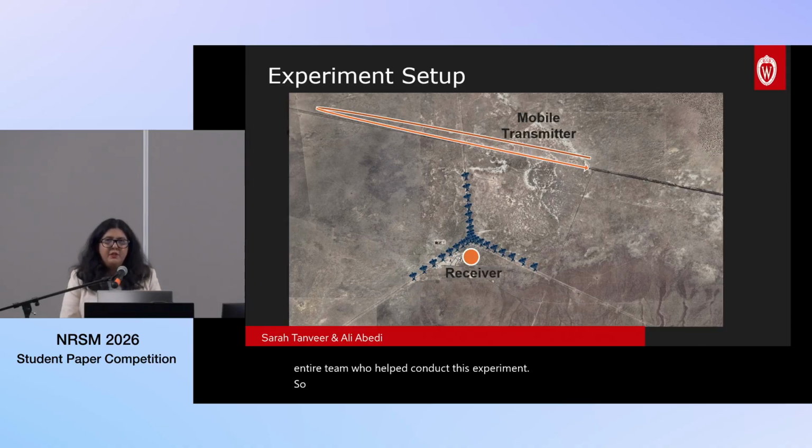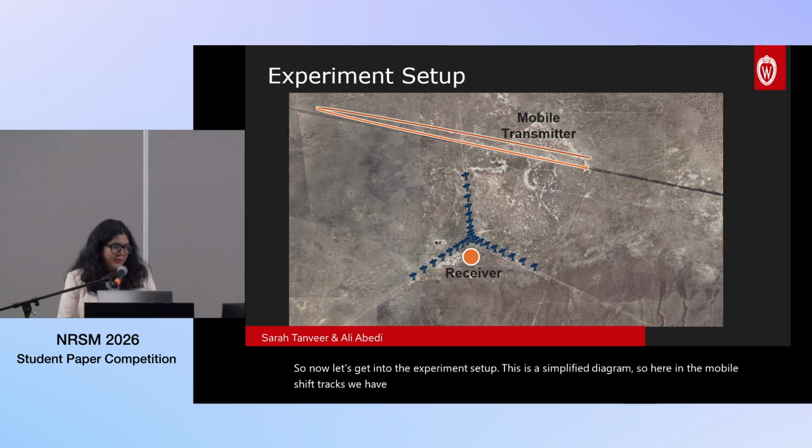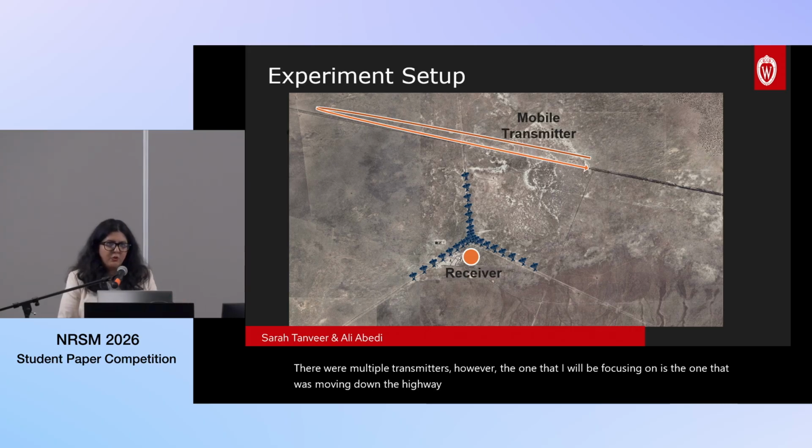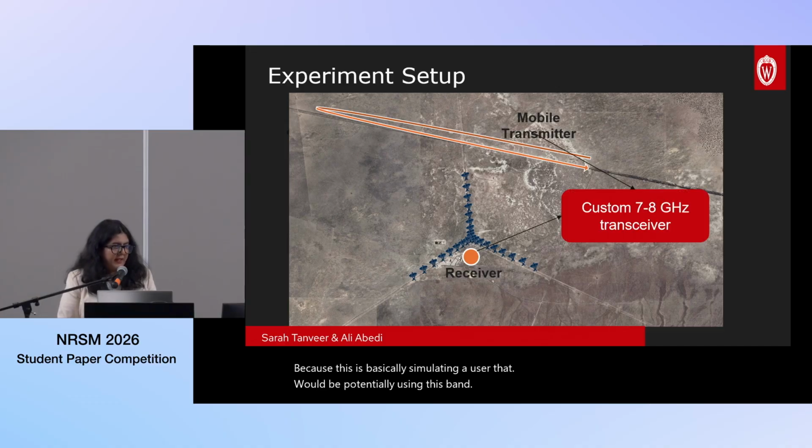So now let's get into the experiment setup. This is a simplified diagram. Here in the Y-shaped tracks, we have the VLA telescopes, and at the southern corner, we have our receiver. There were multiple transmitters. However, the one that I will be focusing on is the one that was moving down the highway north of the telescopes, because this is basically simulating a user that would potentially be using this band. And both of these devices were custom made by Spectrum X to conduct this experiment.